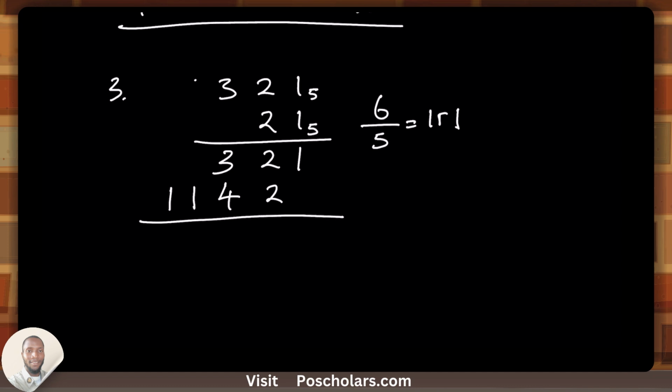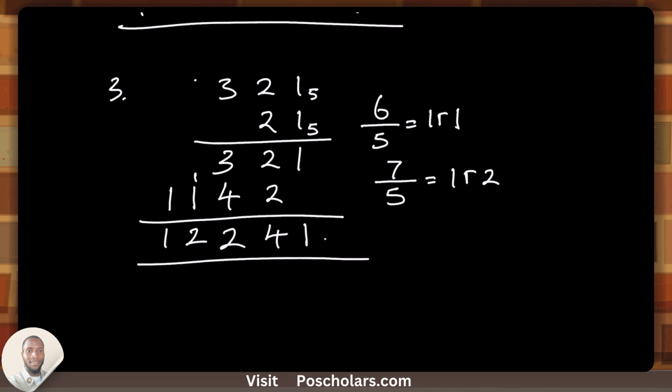Now you can add up. 1 plus nothing, 1. 2 plus 2, 4. 3 plus 4 gives 7. You can't write down 7. So you say, how many 5 can you find in 7? This should be 1 remainder 2. So you write down the remainder 2 and you carry 1. 1 plus 1 gives 2. And 1 plus nothing gives 1. This is the final answer in base 5.